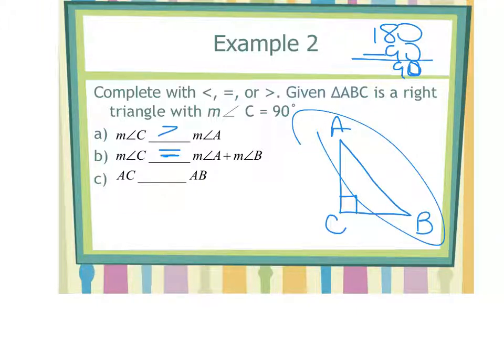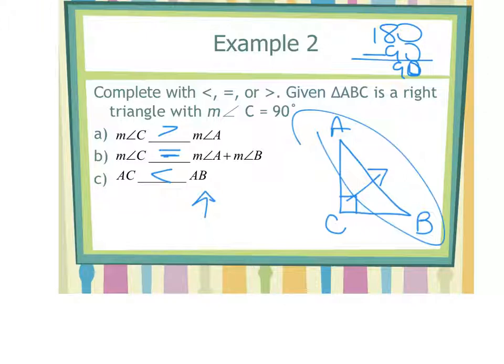All right, what about segment AC compared to AB, Juliana? Less than. Good. It's less than, because AB is opposite that 90-degree angle, which is the biggest. So AB is bigger, so AC is less than that. Does that make sense? All right, so draw in pictures. Just remember when you have a right triangle, that right angle is 90 and the other two are going to add up to be 90.